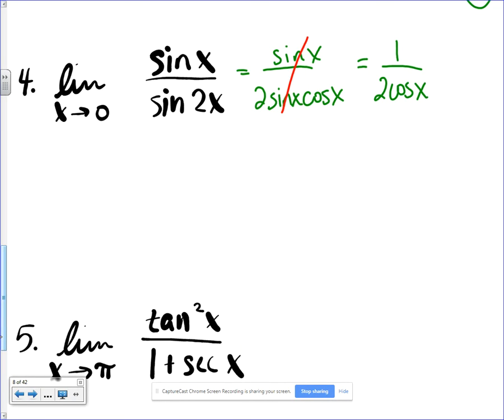Well, plug in 0 now. What is the cosine at 0? And so really this answer is going to be 1 over 2, or 1/2.